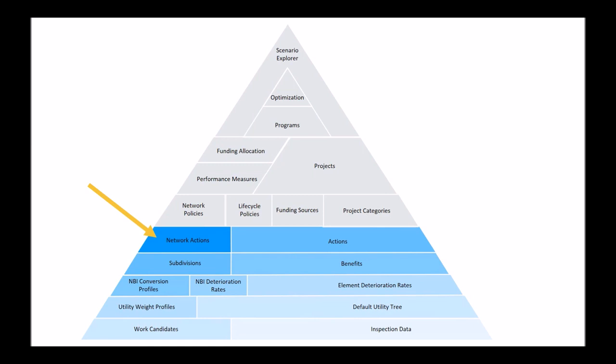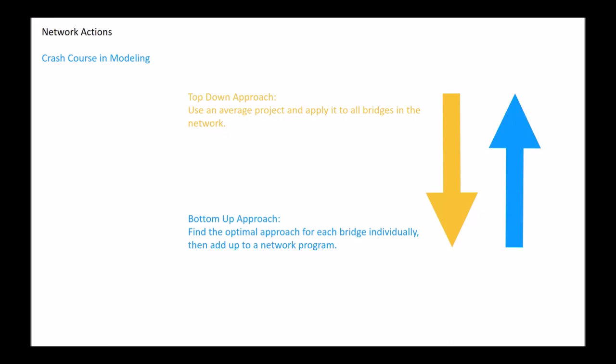Okay, network actions. Let's now discuss network actions and how they differ from the traditional actions that you are accustomed to with 521 and 522. And to understand the difference between them, I'm going to give you a quick crash course in modeling. There are basically two general approaches to network optimization. These are generally referred to as the top-down approach and the bottom-up approach.